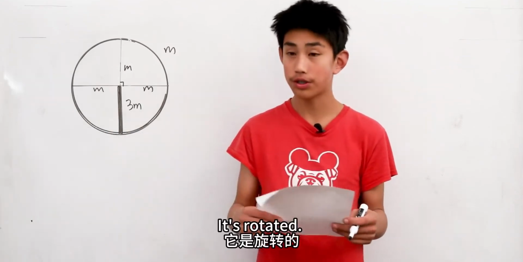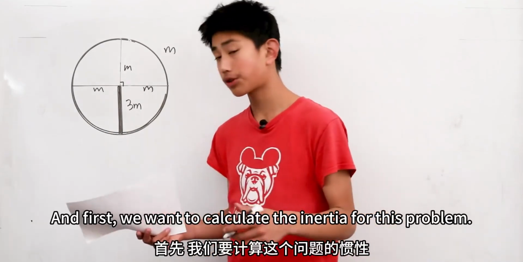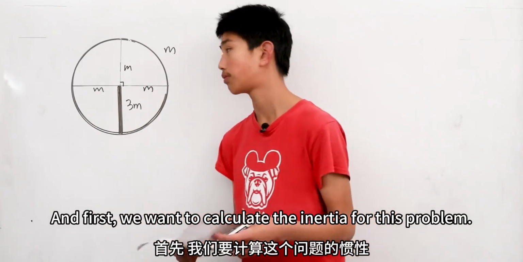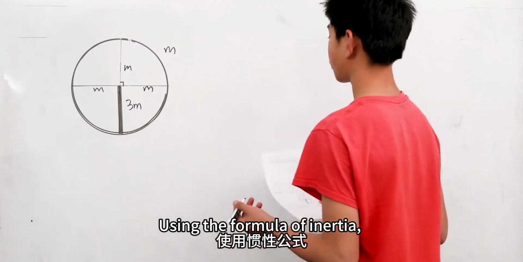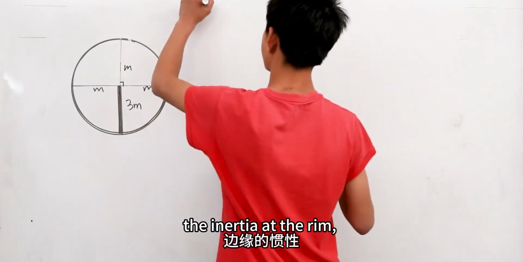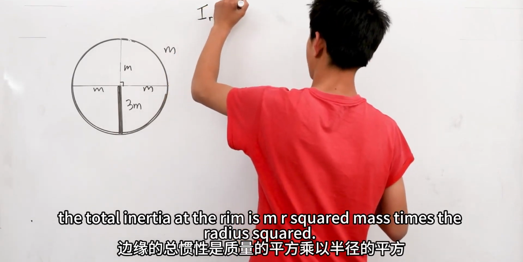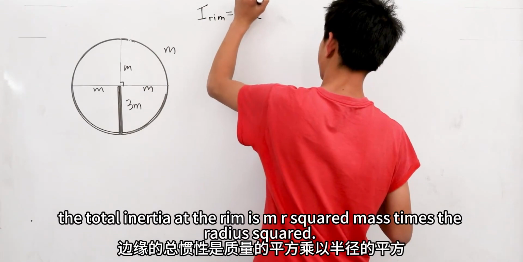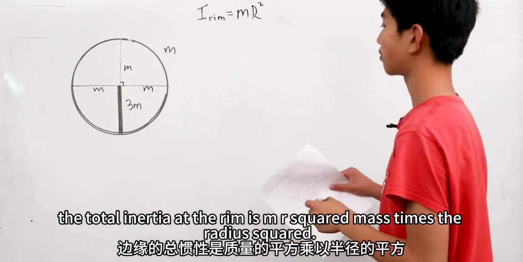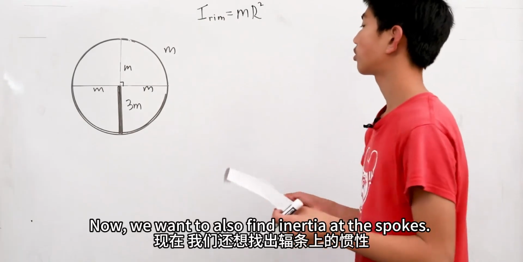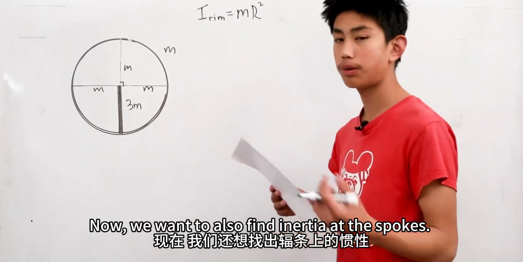So it's rotated, and first we want to calculate the inertia for this problem. So using the formula of inertia, the total inertia at the rim is mr squared, mass times the radius squared. Now, we want to also find the inertia at the spokes.